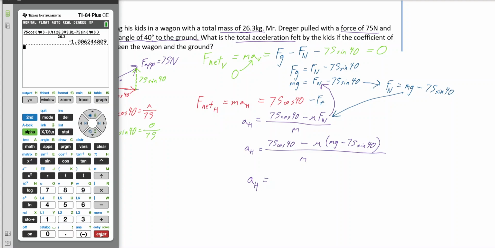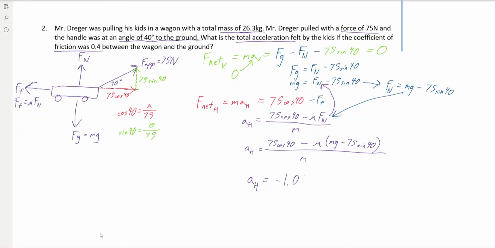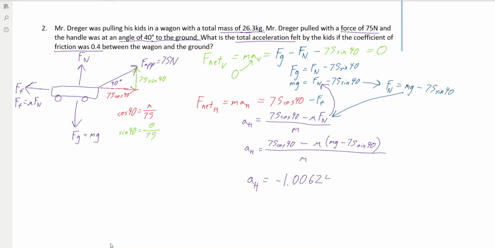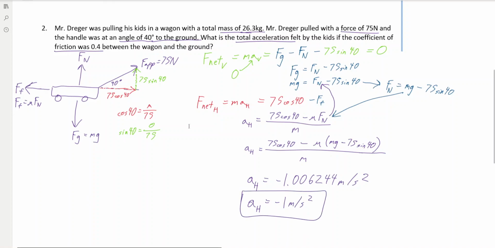So I said that, well, here, let's write it down. Negative 1.006244, whatever. So this is meters per second squared. Keeping in mind sig dig rules, this is negative 1, and we have only a single digit for coefficient of friction. So this is unfortunately where we have to leave it. Negative 1 meters per second squared.